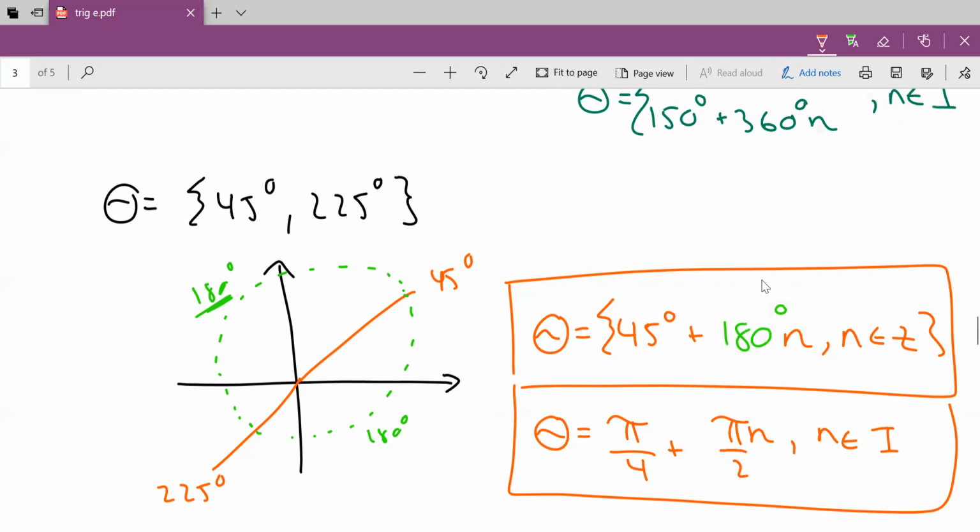Okay, there's your intro to trig equations. In the next unit, we'll do a couple other things. We'll do some more factoring, but the crux of it is just this, what you just did.